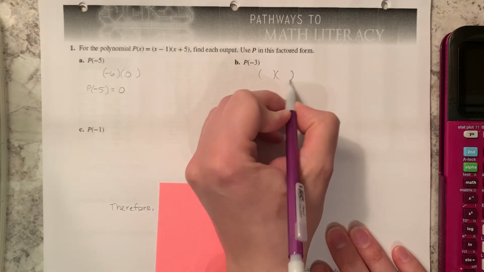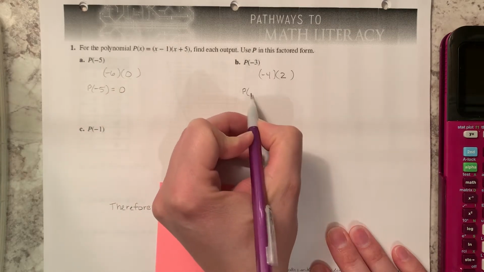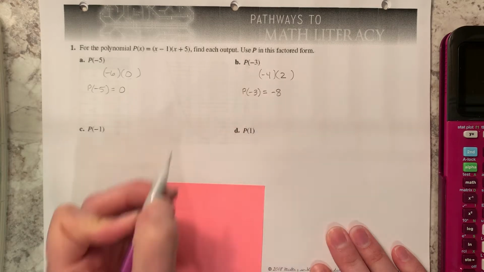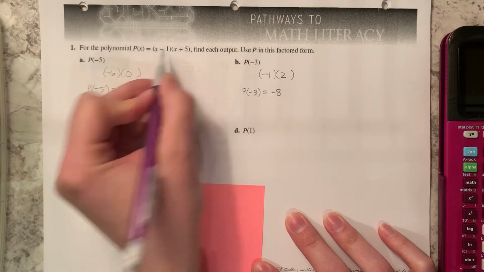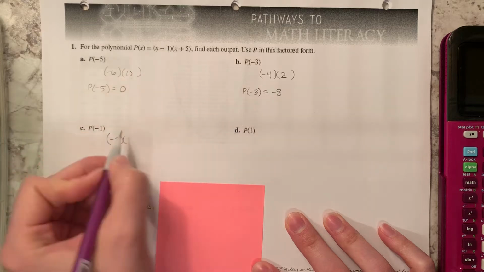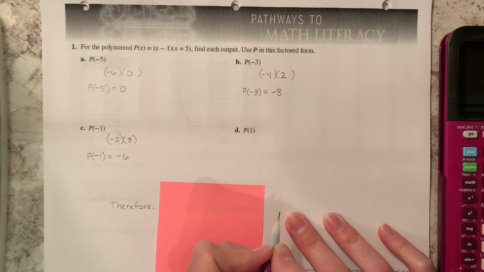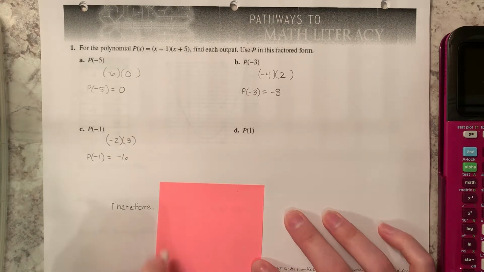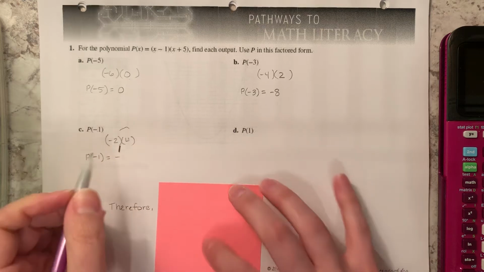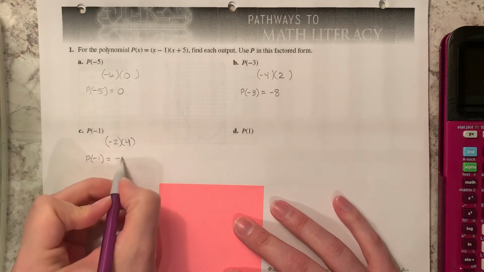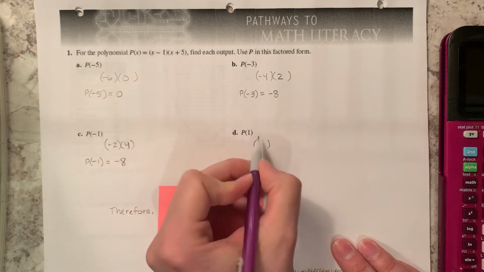If I plug in negative 3, negative 3 minus 1 is negative 4. Negative 3 plus 5 is 2. So p of negative 3 is negative 8, okay? Next one, if I plug negative 1 in here, negative 1 minus 1 is negative 2. I'm sorry, I just made a numerical error here. Negative 1 plus 5 is not 3, it's 4. And then if you multiply negative 2 times 4, that gets you negative 8. My apologies.